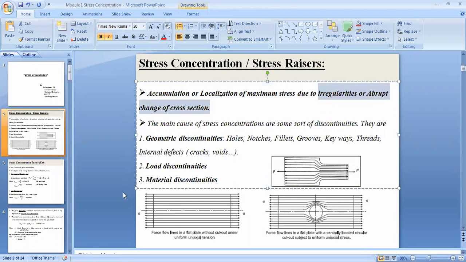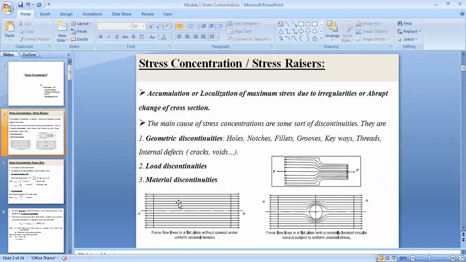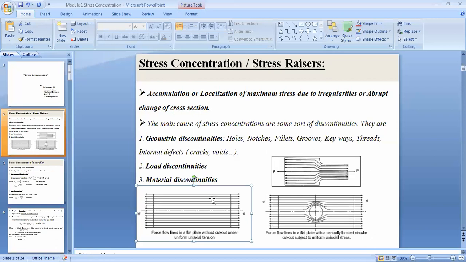Right? Let's see that in the figure. You can see that the geometry is continuous here. There is no abrupt change in geometry. It's a rectangular plate. When you apply a tensile stress, how is the stress distributed? The stress lines are parallel to each other. There is no discontinuity there. The stress is uniformly distributed over the component.